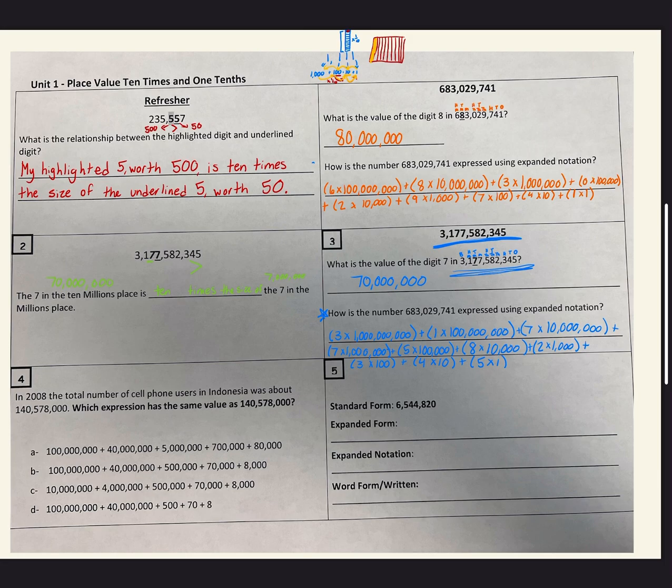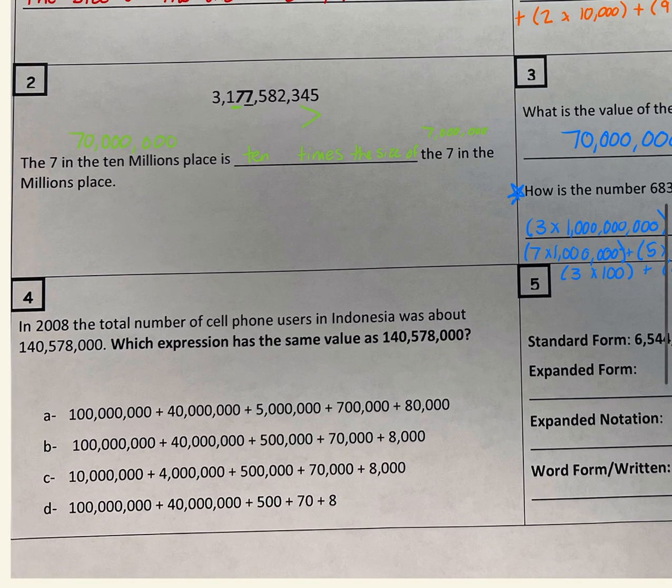Okay, now we have a word problem on number 4. In 2008, the total number of cell phone users in Indonesia was about 140,578,000. Which expression has the same value as 140,578,000? Okay, well, guys, it looks like they're wanting to turn this number, our focus number, into expanded form. Not expanded notation like we just did, but expanded form where you stretch it out.